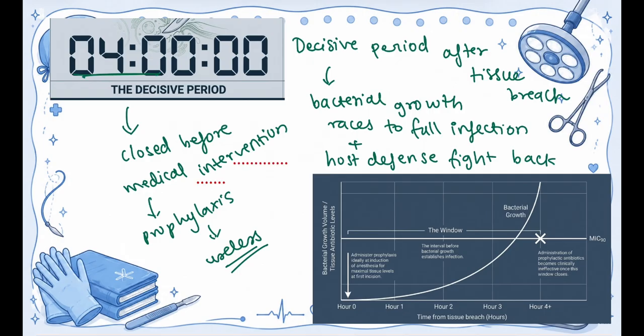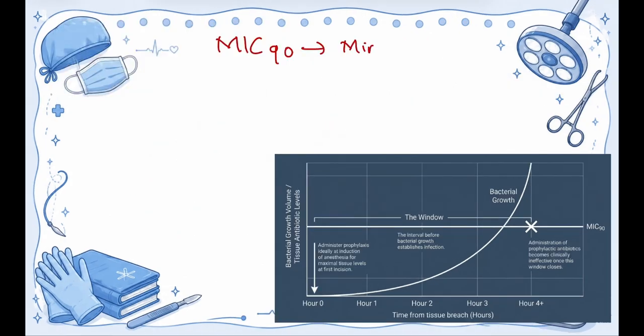This makes understanding a concept called MIC90 crucial. This stands for the minimum inhibitory concentration.